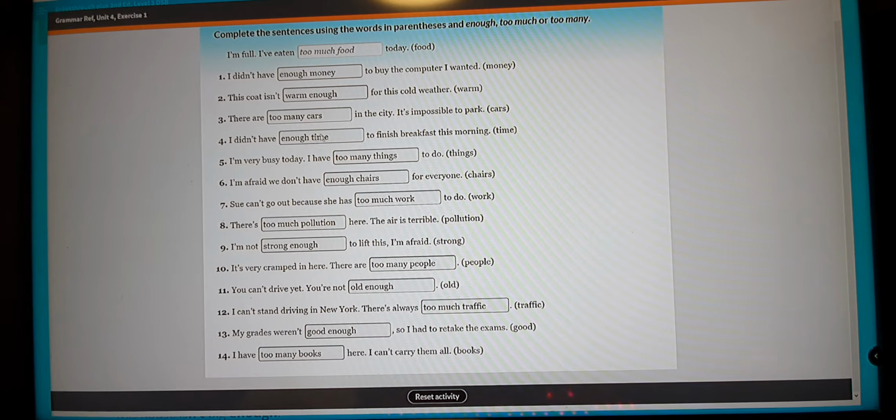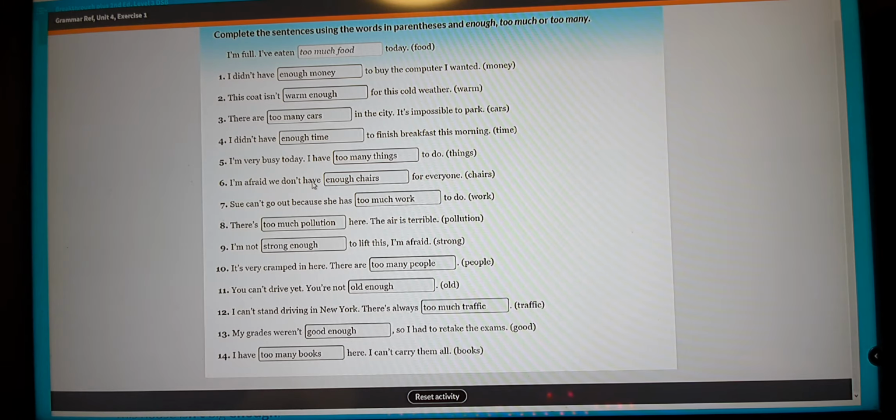Time, number 4. I didn't have time to finish breakfast this morning. So less time than I wanted. I didn't have enough time to finish breakfast this morning. Number 5, I'm very busy today. I have things. So busy, a lot of things. I have too many things to do. Not too much, because things countable. 1 thing, 2 things, 3 things.